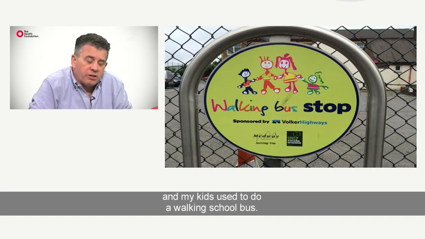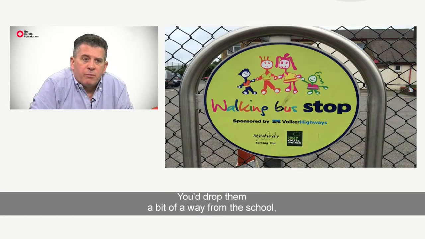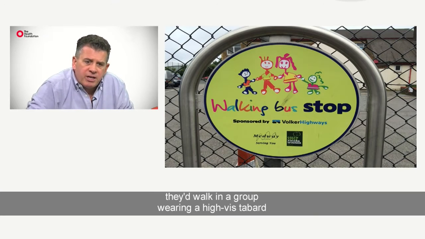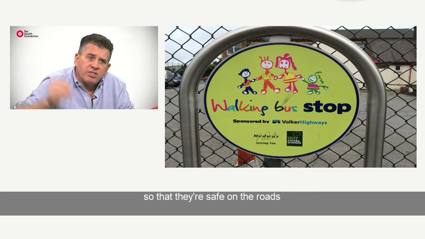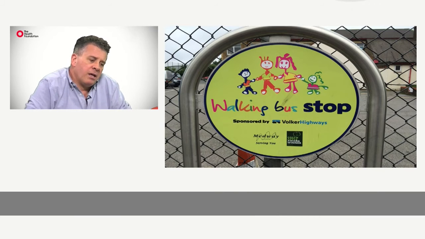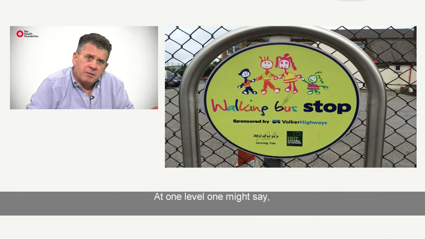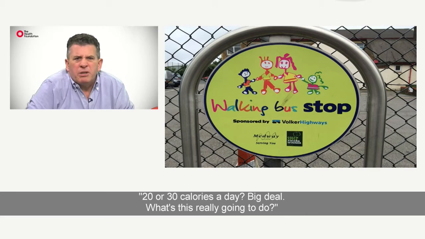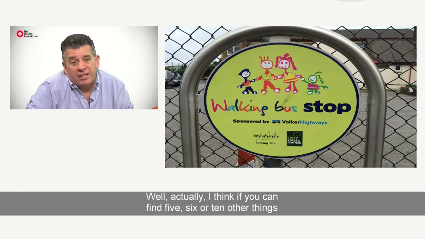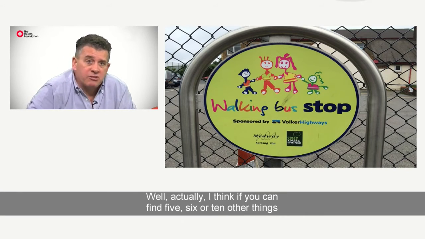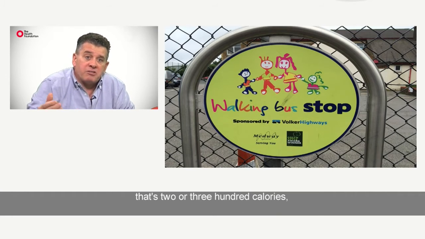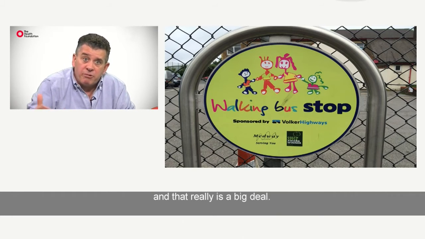My kids used to do a walking school bus. You drop them a bit of a way from the school, maybe half a mile or so. They'd walk in a group wearing a high-vis tabard so that they're safe on the roads, and they might burn an extra 20 or 30 calories a day. At one level, one might say, 20 or 30 calories a day, big deal. What's this really going to do? Well, actually, I think if you can find 5, 6 or 10 other things where those kids burn 20 or 30 other calories a day, that's 200 or 300 calories, and that really is a big deal.